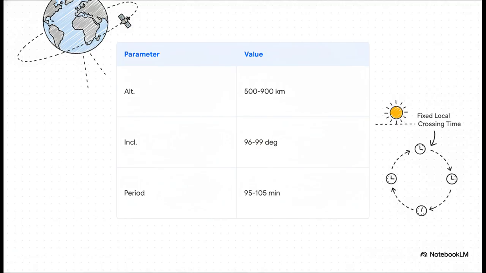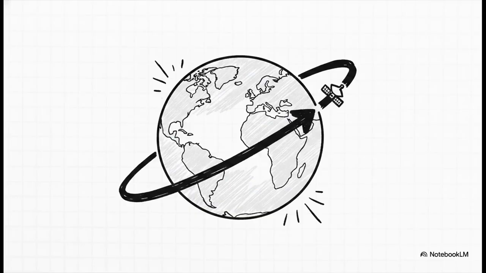Now, what's really fascinating here is that inclination number we just mentioned, between 96 and 99 degrees. An inclination greater than 90 degrees makes this a retrograde orbit. That basically means the satellite is actually flying slightly against the direction of Earth's rotation. Why would we ever want to do that? Well, as we're about to see, that specific retrograde angle is mathematically necessary to force the satellite's orbital plane to drift, or precess, eastward at the exact rate we need.